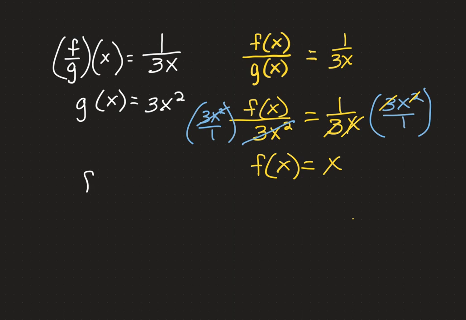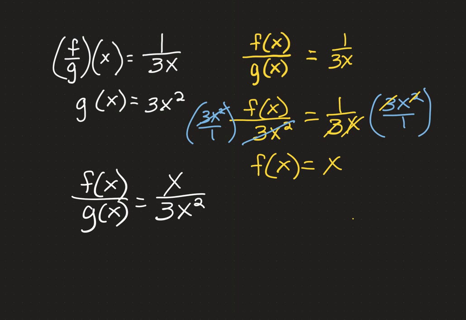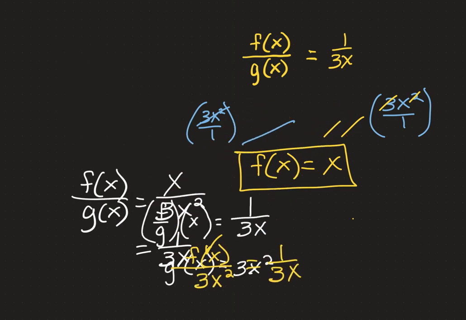f of x over g of x. We said that f of x equals x, and we know that g of x equals 3x squared. And if we reduce that, yeah, we get 1 over 3x. It checks. Here is our answer. All right, now it's time to talk decomposition.